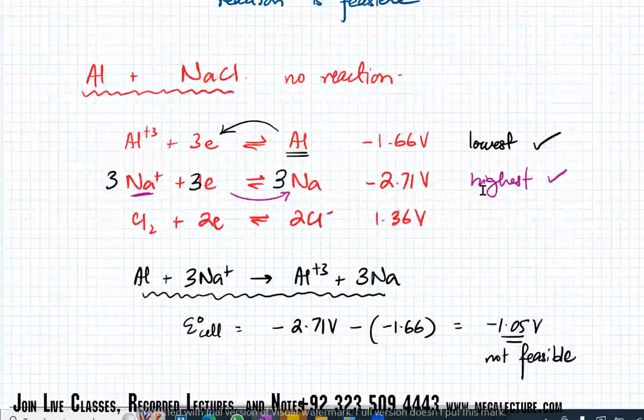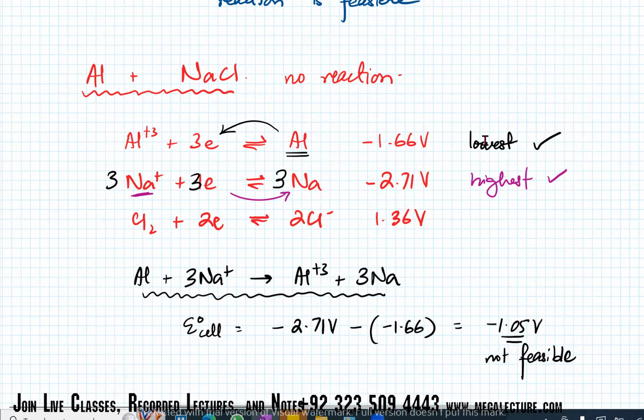Because what did we learn? The highest is the one that gains electrons and the lowest is the one that loses electrons, right? That's what we learned, right? But the thing is, the highest that you're choosing amongst all the three equations is actually not the highest. This is actually lower than this one. So basically, you chose the wrong equation.